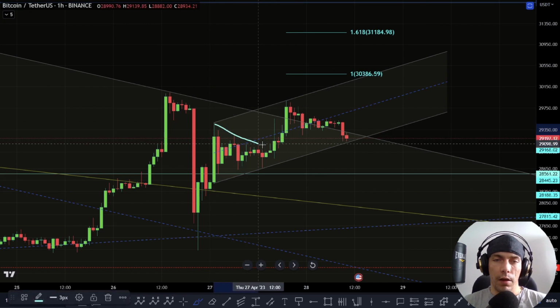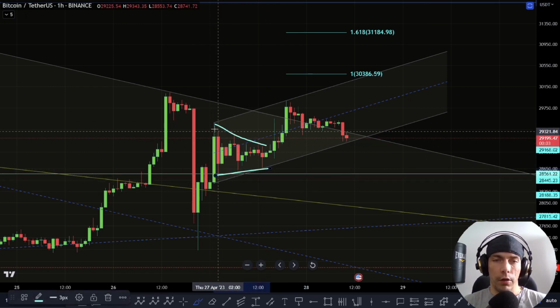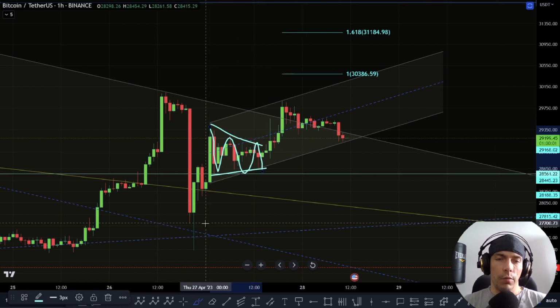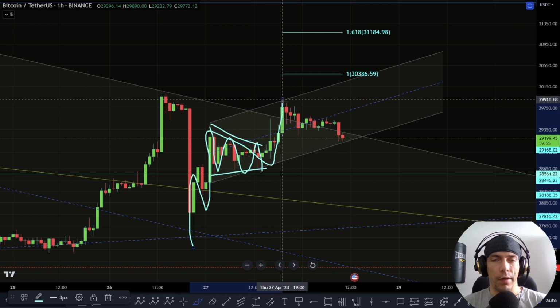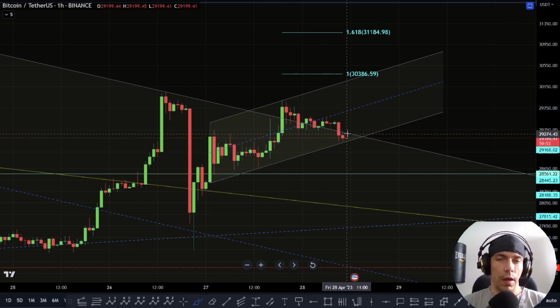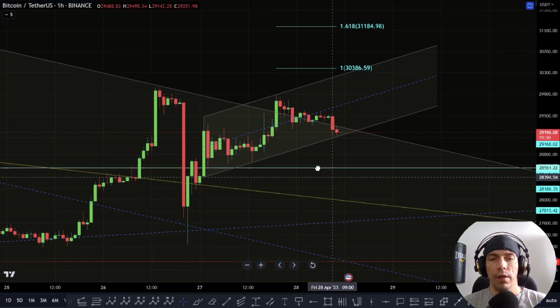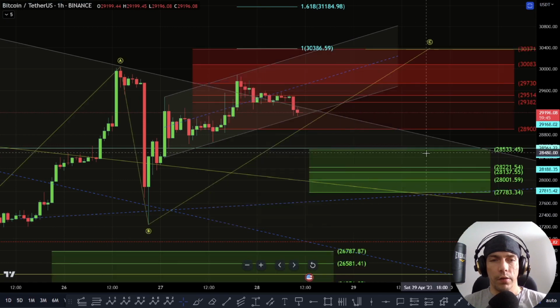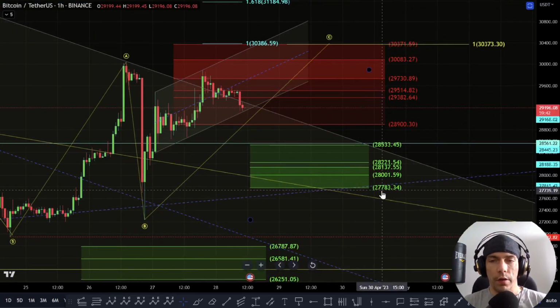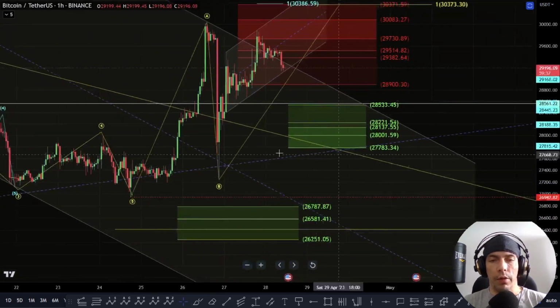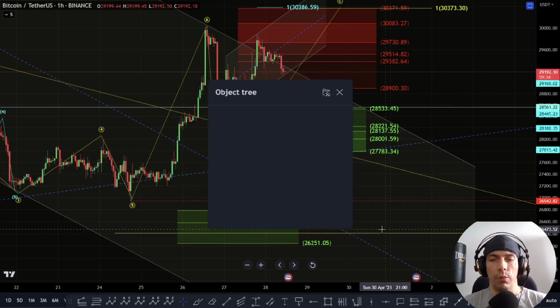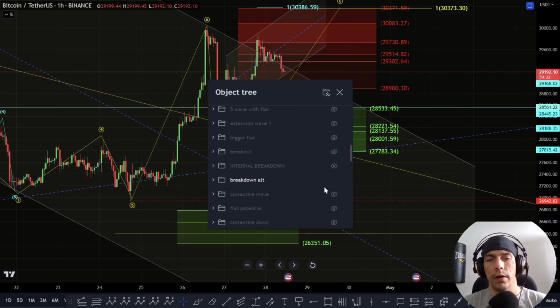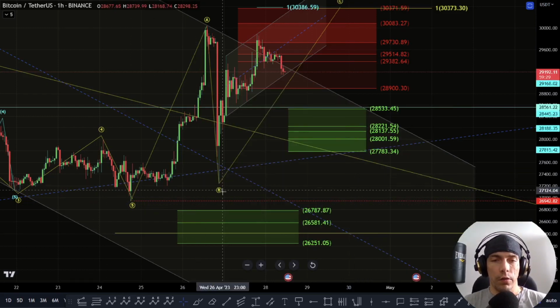The problem I have with looking at it this way is this does really look like a triangle to me, A, B, C, D, E, in which case they would only really fit if this was 1, 2, 3, 4, and 5 like this. So I would still anticipate a bit more of a breakdown here. The key thing is whether we're going to find support above that support zone here, this 27,783. If we fail to hold this area, it becomes more likely we're going to be heading down and looking for that one-to-one lower and looking to take out this low potentially here. So we'll have to keep an eye on it.